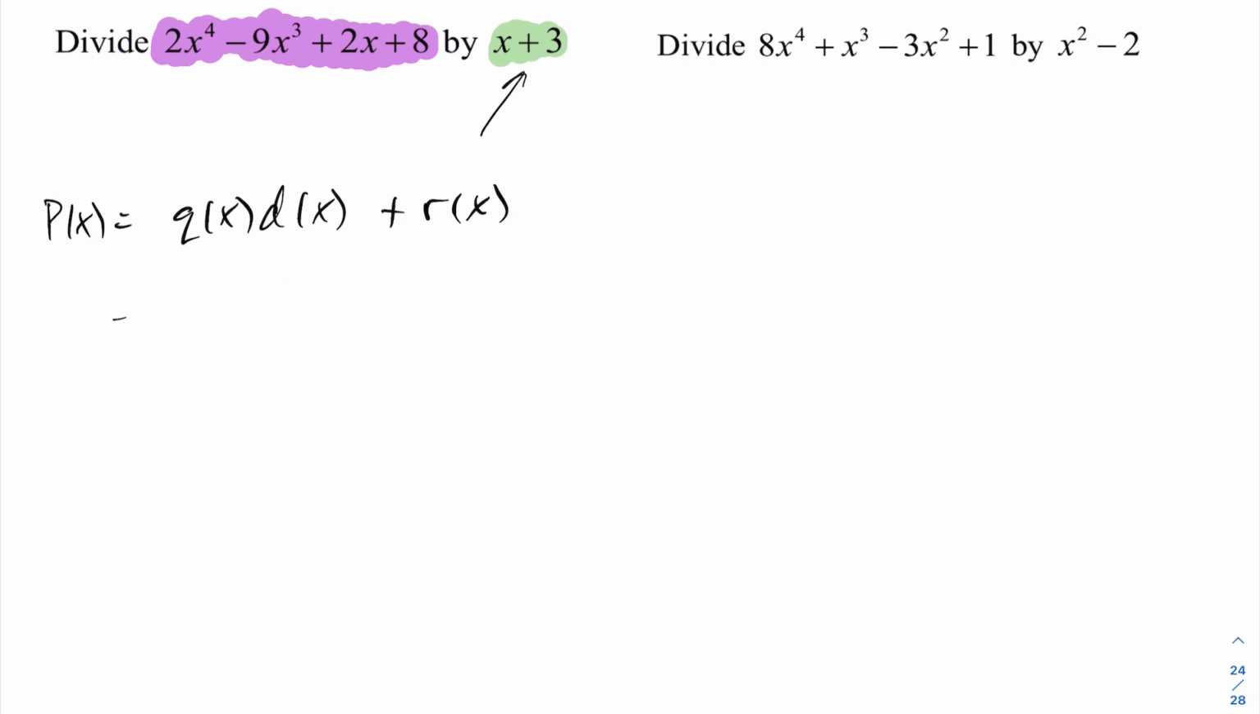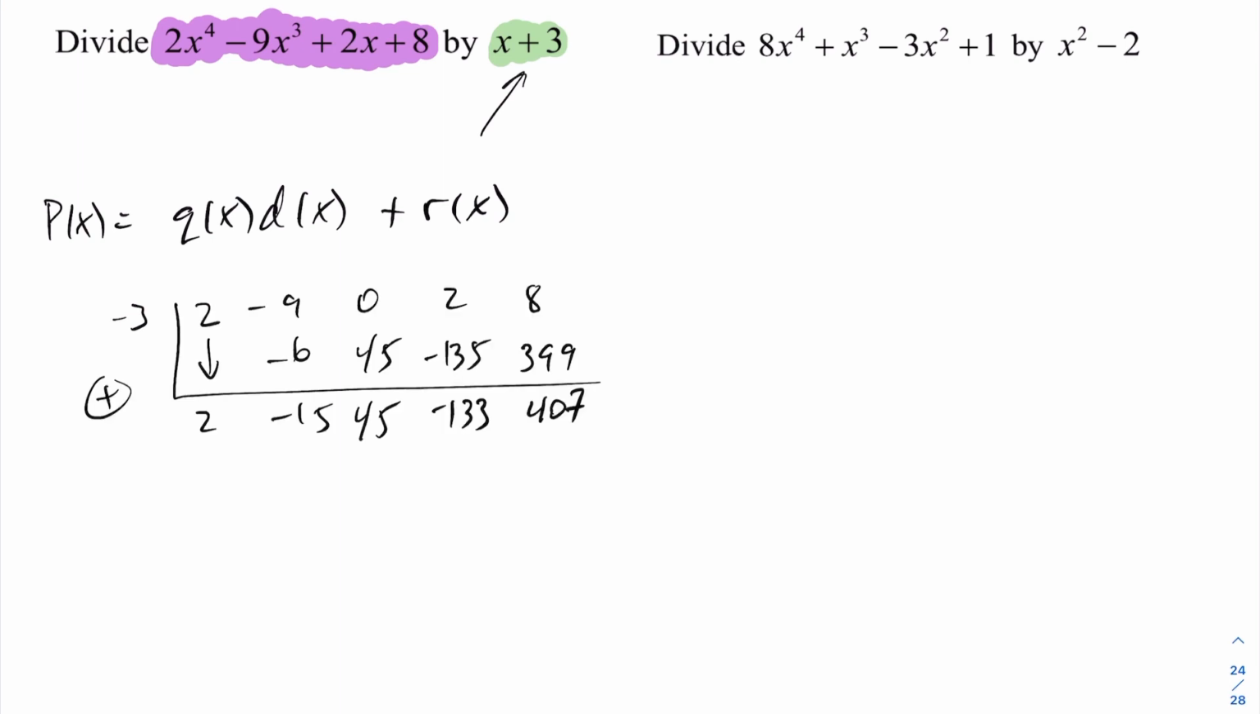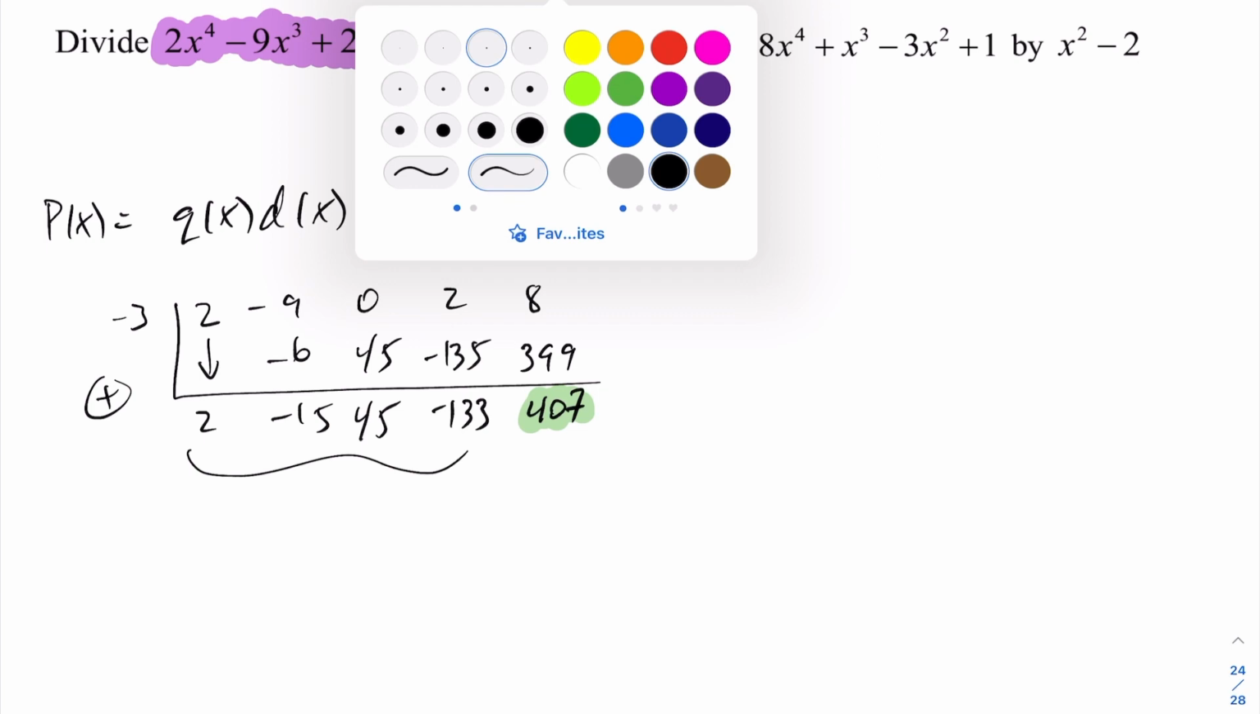So doing synthetic division here, we get the following. You'll notice here, doing synthetic division, you evaluate the root, which is minus 3. I then copy the coefficients down, so 2, negative 9. There is no x squared, so I had to put that 0 in, and then the 2 and the 8. Going through synthetic division, we have the following decomposition. This value at the end always represents your remainder, and this represents my quotient, 1 degree less.